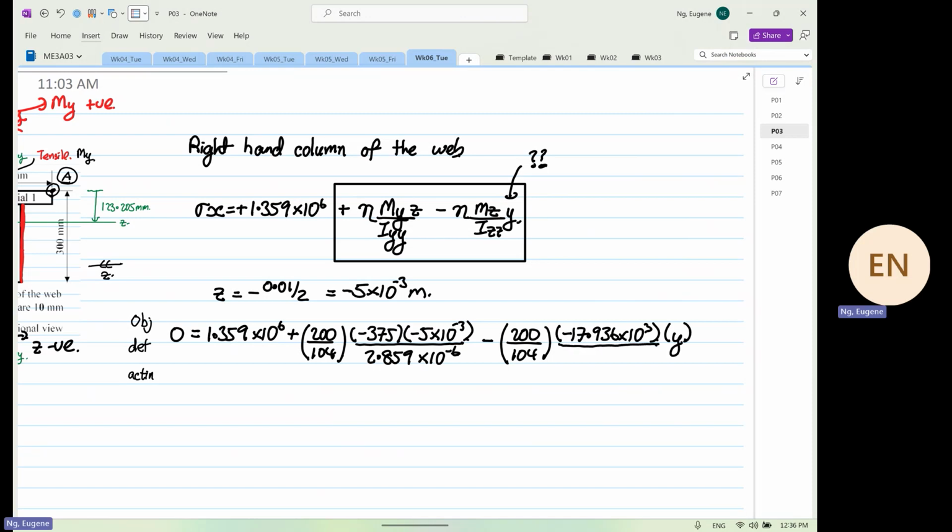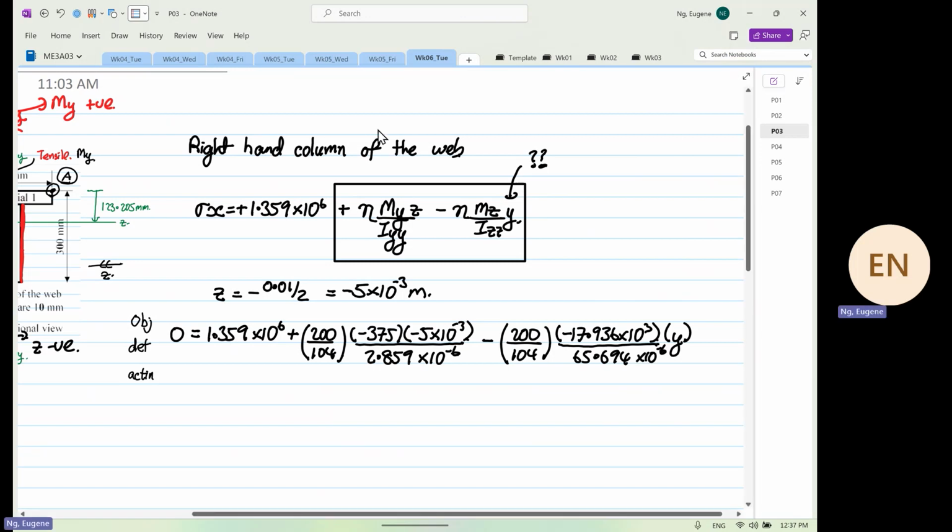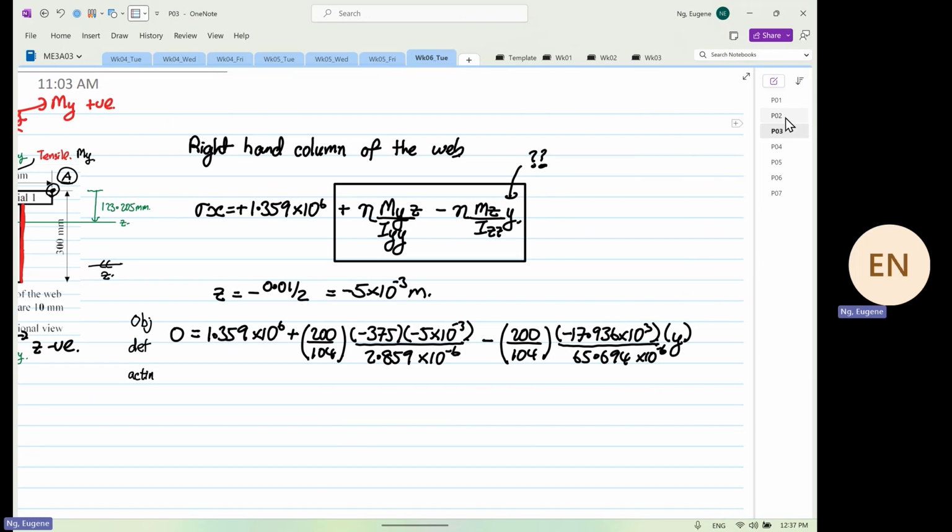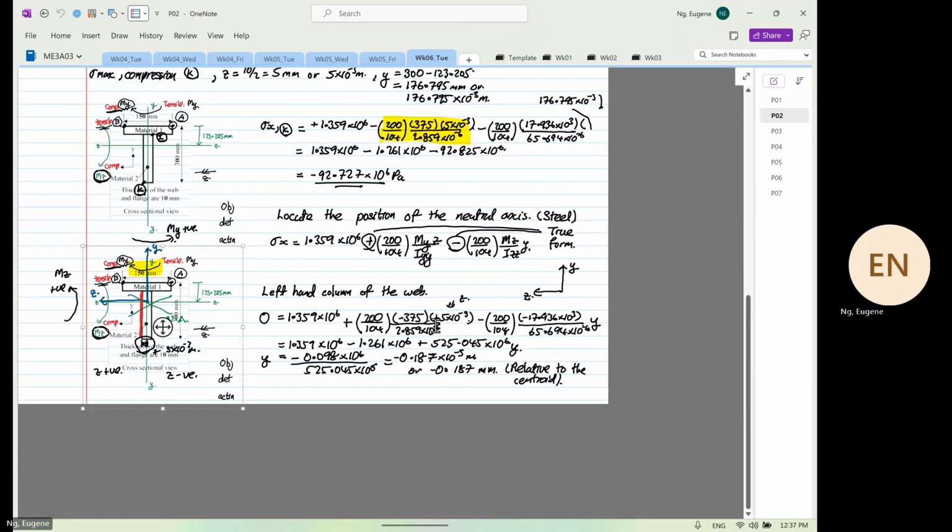And over here, this is equal to 65, IZZ is 65.694 times 10 to the power minus 6. Okay. So if we were to look at our previous equation, okay, this is what was before. So let me look at these numbers over here. It might help us in our calculation.